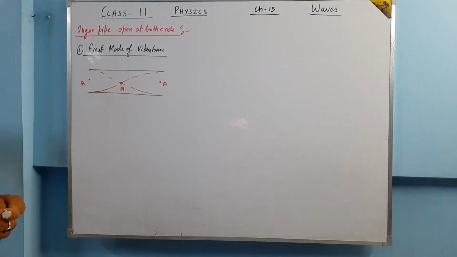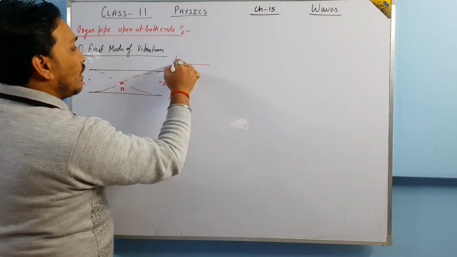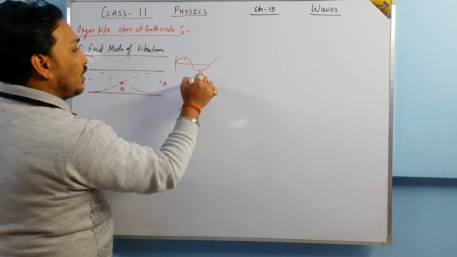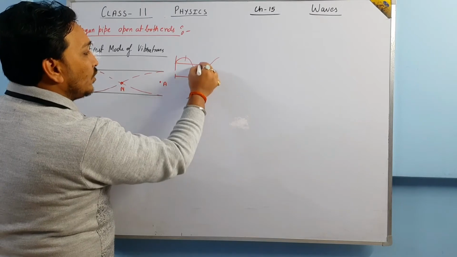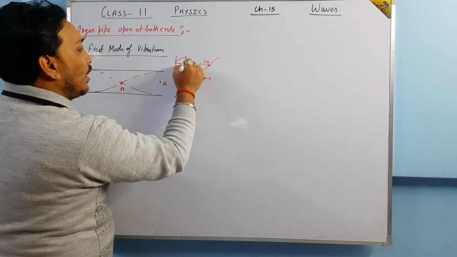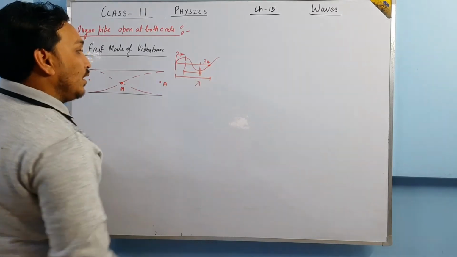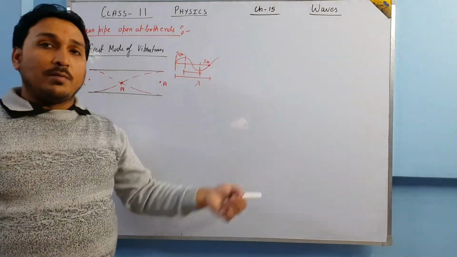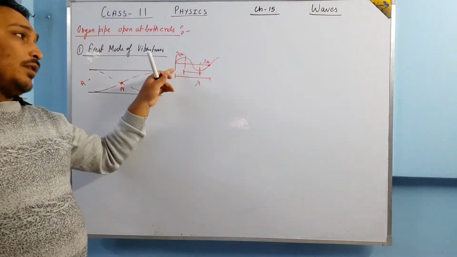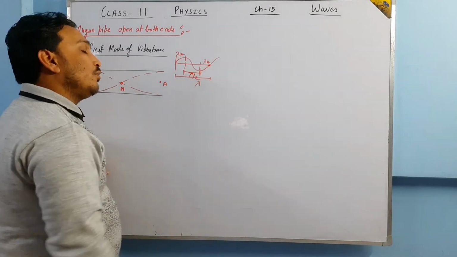Now what is the length of this? Just see how much part of the wave it is. The complete wavelength is lambda. So this is going to be lambda by 4 and this is going to be lambda by 4. So the length is lambda minus lambda by 4 minus lambda by 4, that is lambda minus lambda by 2, which gives lambda by 2.